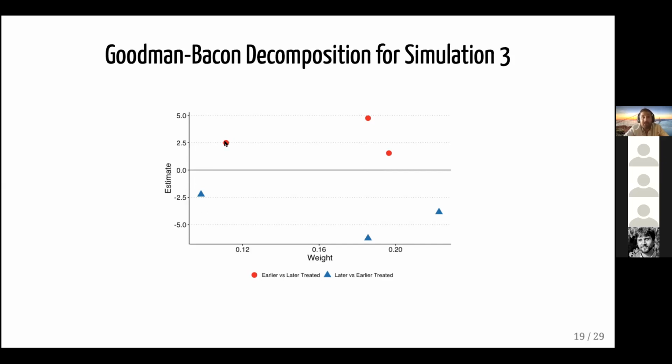And what you can do is just break it down. So these are the different 2x2s. We had 3 groups here. We're going to end up having 6 different comparisons.